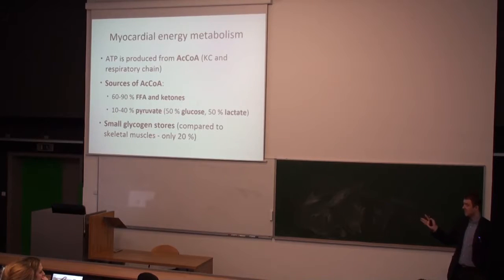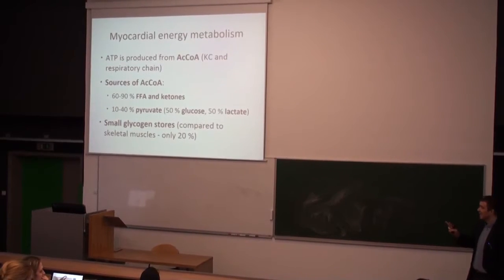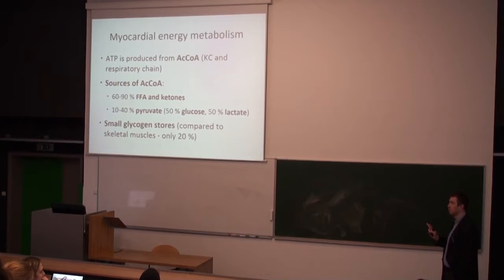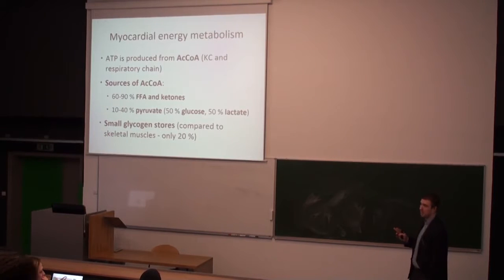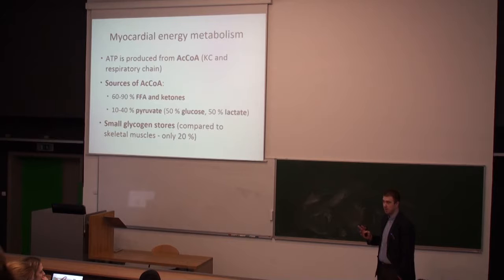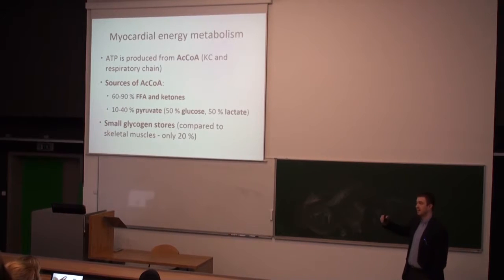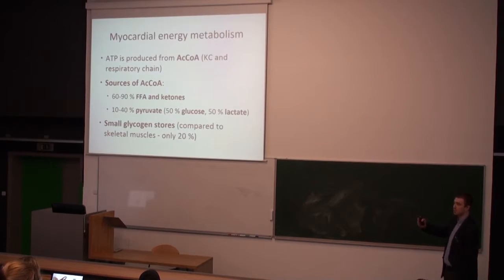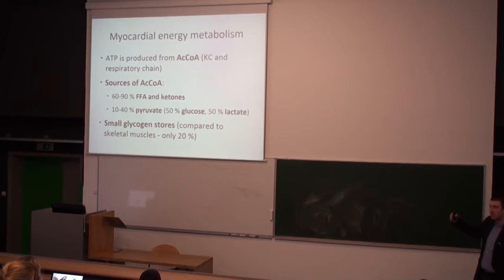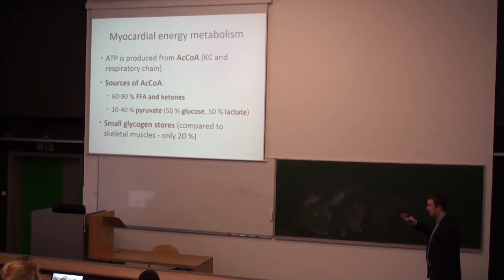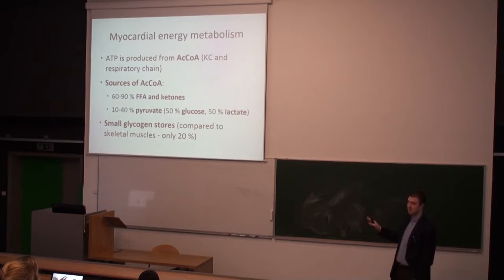If you compare skeletal and heart muscle regarding the glycogen inside, then in heart muscle cells you have a lower amount of glycogen than in the skeletal muscle. And you know that in skeletal muscle you can use this glycogen as a quick energy reserve during highly intensive physical activity. Here, this capacity is limited.